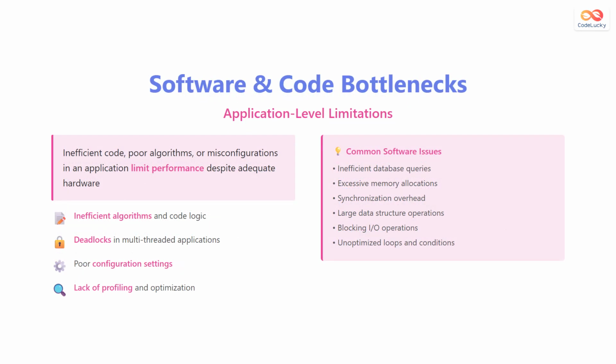Software bottlenecks arise from inefficient code, poor algorithms, or bad application configuration. Even with powerful hardware, poorly written software can limit performance. Common issues include inefficient database queries, excessive memory allocations, locking and synchronization overhead in multi-threaded applications, blocking input-output operations, and unoptimized loops.